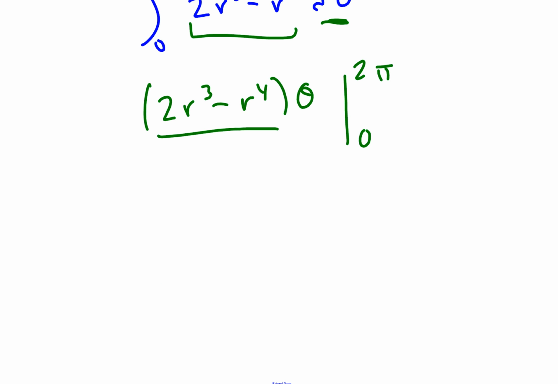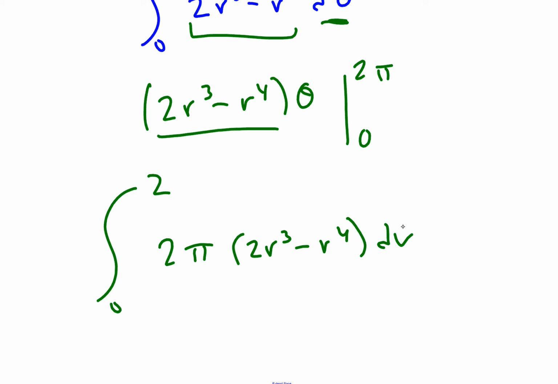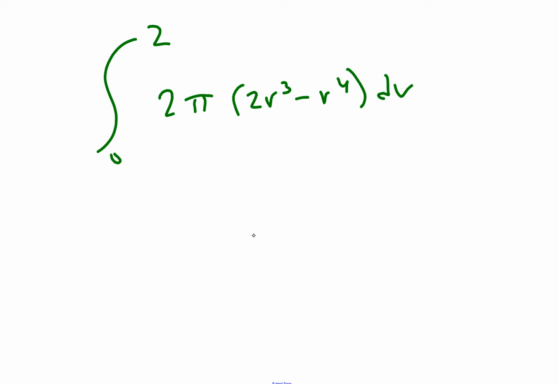So then finally we end up with the integral from 0 to 2 of 2 pi times 2r cubed minus r to the 4th dr. So that's not too bad. What we should do is maybe just move this constant out in front. Let's put this 2 pi out here so we don't get distracted by it. Integral 0 to 2, 2r cubed minus r to the 4th dr.